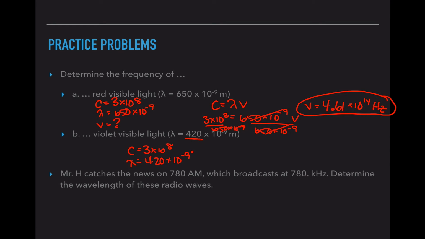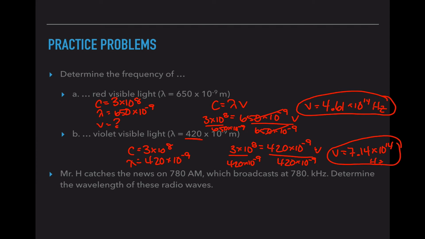And knowing that our wavelength is going down, our frequency should be increasing. So 3 times 10 to the 8th equals 420 times 10 to the negative 9th times frequency. Divide both sides by 420 times 10 to the negative 9th. And frequency equals 7.14 times 10 to the 14th hertz. So that's a higher number since our wavelength decreased.